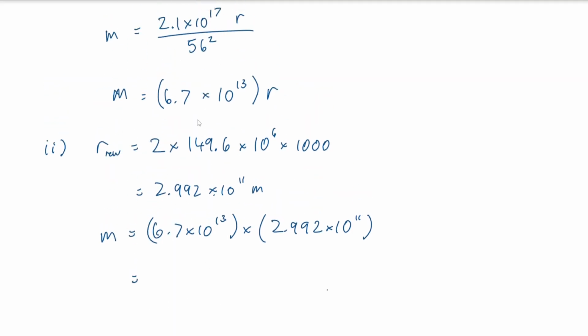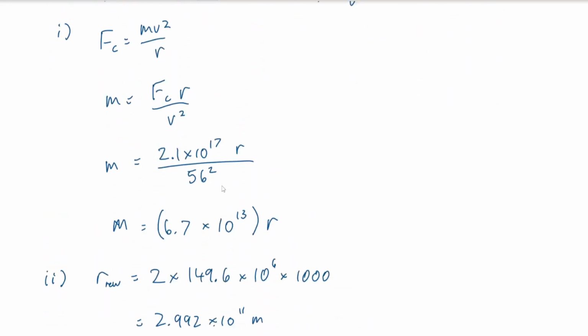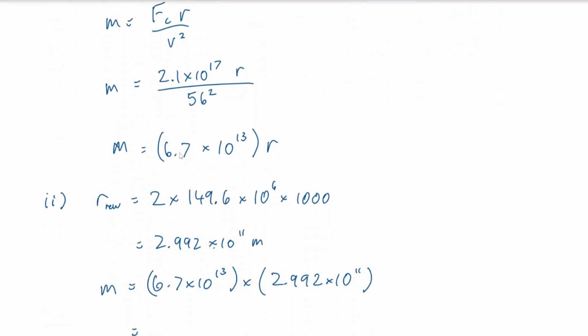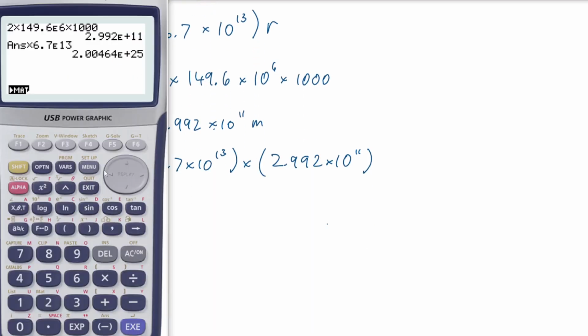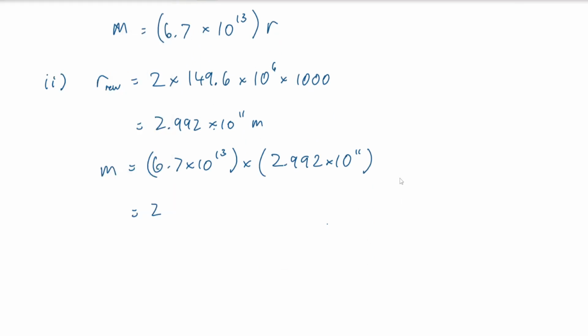Now how should we round this one? It'll be to 2 significant figures. So that would be 2.0 times 10 to the 25. Units would be kgs, right? Mass is in kgs, and since we used SI units for the other inputs, our output will also be in SI units.